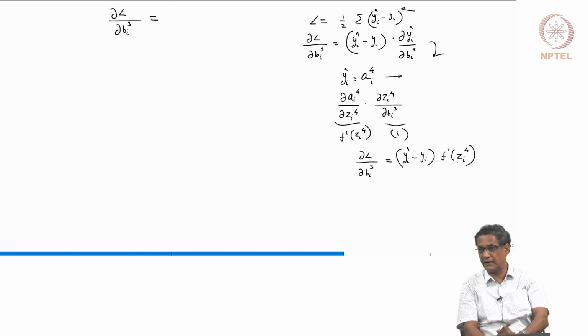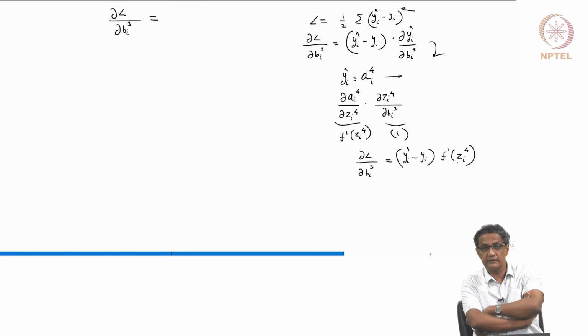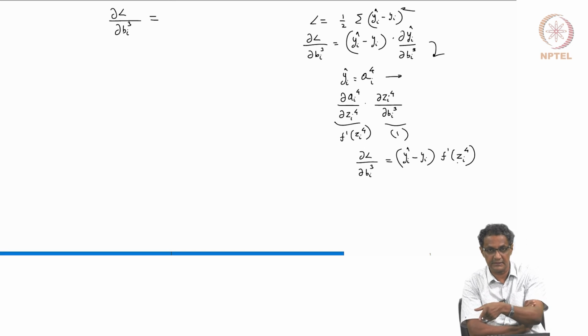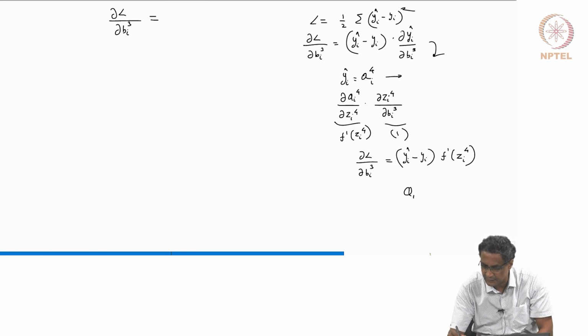So how will you change your Bi3? In the next iteration, Bi3 will be Bi3 old minus some step size times ∂L by ∂Bi3. That's how you will use this gradient in order to update. You just have to go back to gradient descent: theta n plus 1 is equal to theta n minus alpha times ∂L by ∂theta evaluated at theta equal to theta n.